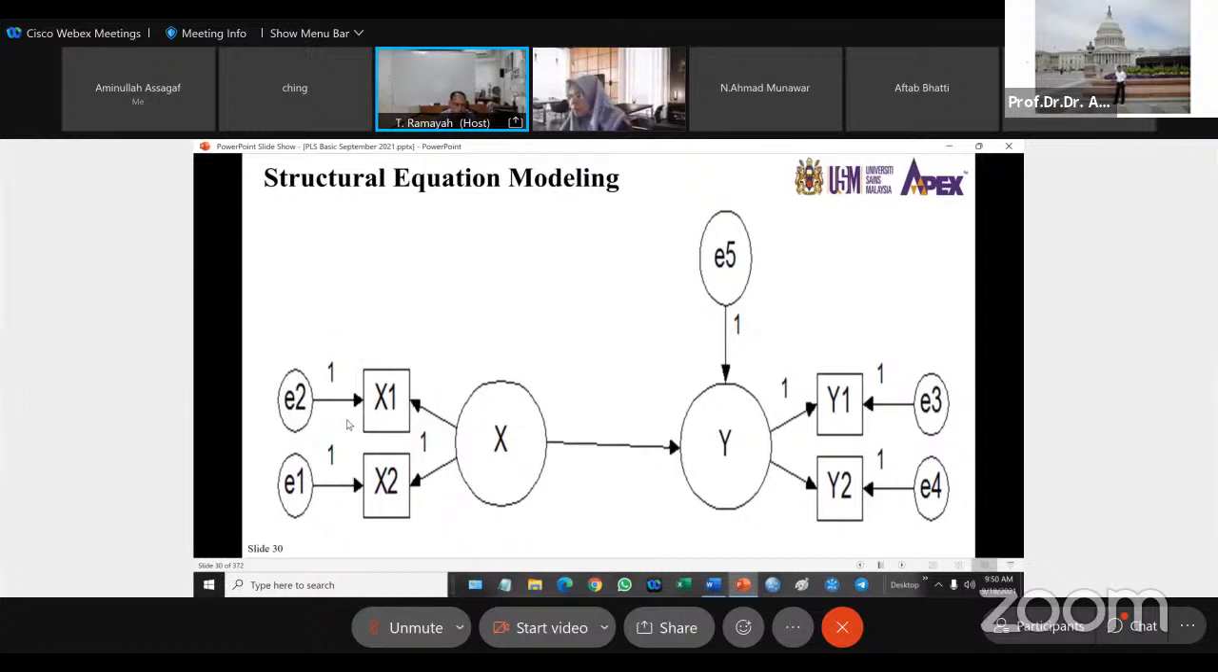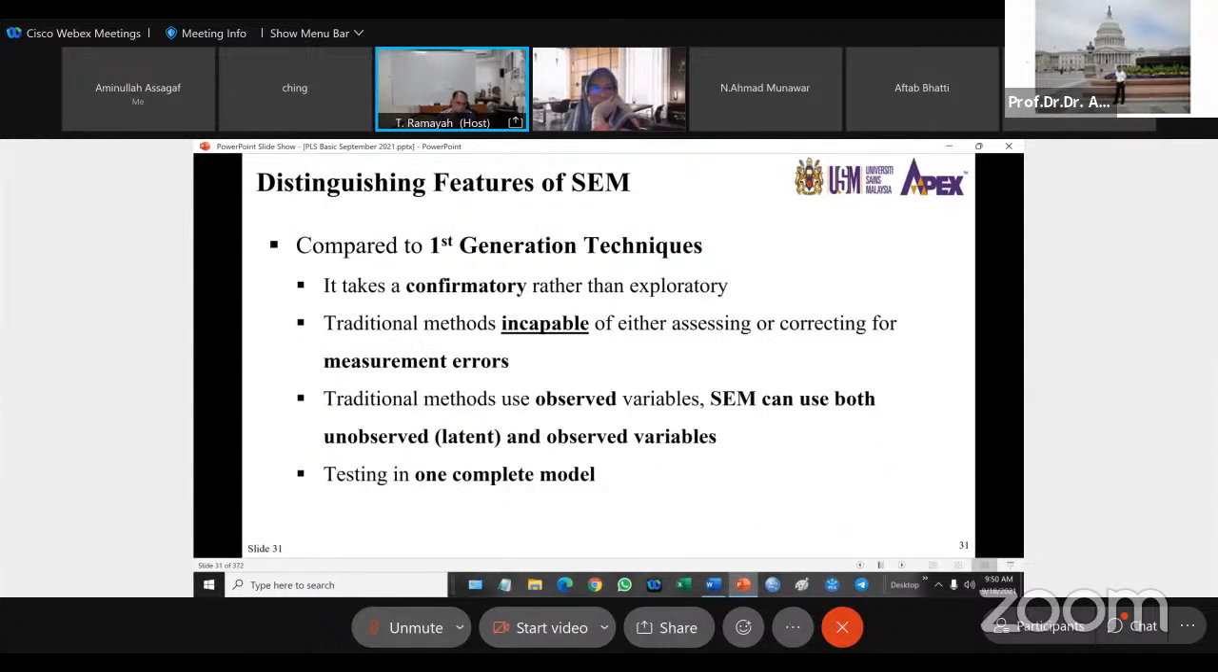This is not possible in SPSS. In SPSS, when we take the average of these 2 items, we call it a summated score. We assume X is measured without error. That is the assumption in SPSS. Whereas in structural equation modeling, they already agree that every time you do measurement, there will be some error. So that is where these errors are incorporated into the model. This is not possible in SPSS.